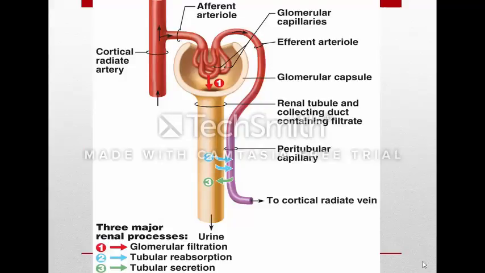So having looked at glomerular filtration, we're going to move on in the next session to look at the second process of tubular reabsorption and the third process of tubular secretion.